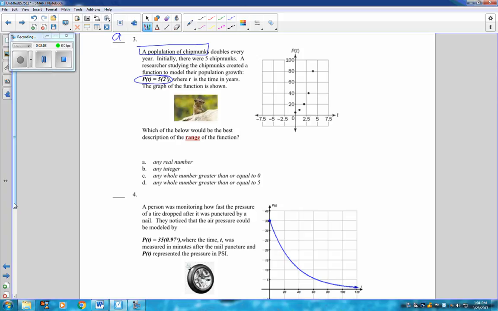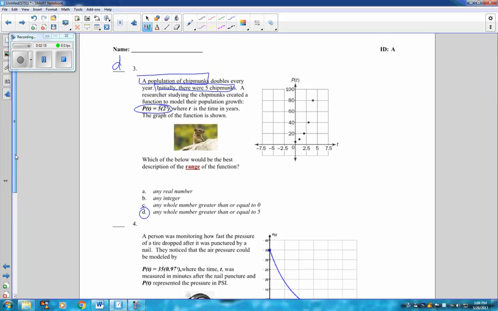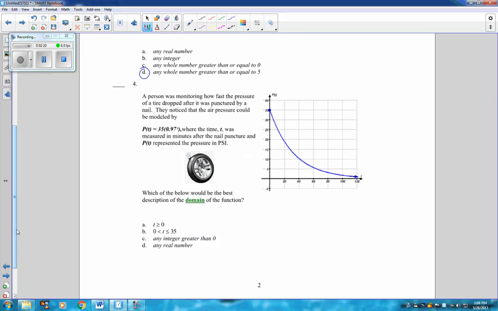C says any whole number, okay, we're on to something here, a whole number greater than or equal to 0. Well, initially, there are 5 chipmunks. So any whole number greater than or equal to 5 would be your solution. So that is D. Number 4 is A.